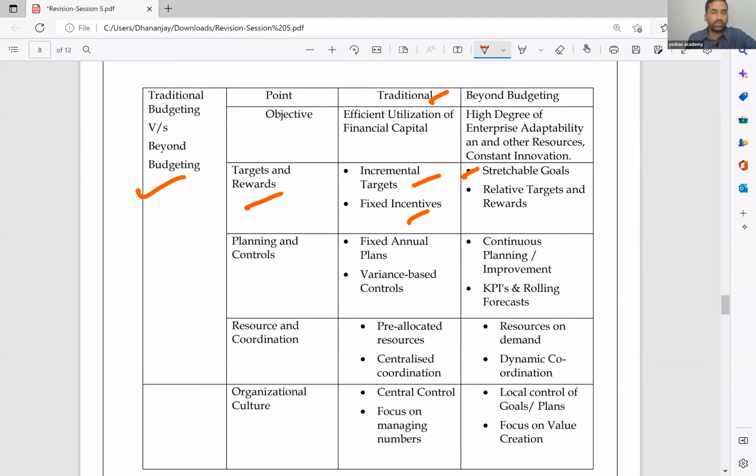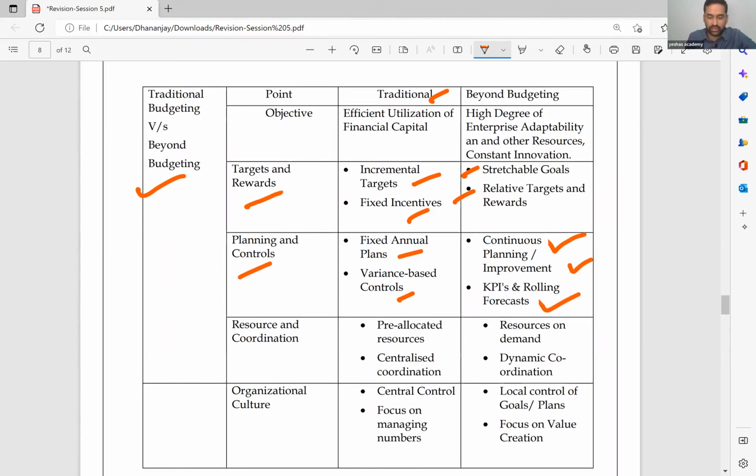I am not saying only 10,500. Look, the best practice in the market, the number one company is producing 12,000 units per day. Can we try and achieve that? Relative targets and rewards. Now you will set the incentive based on the achievement up till 12,000. Every extra unit, there will be additional incentive and so on. Planning and control: fixed annual plan, variance-based control versus continuous planning and improvement, KPIs and rolling forecast.